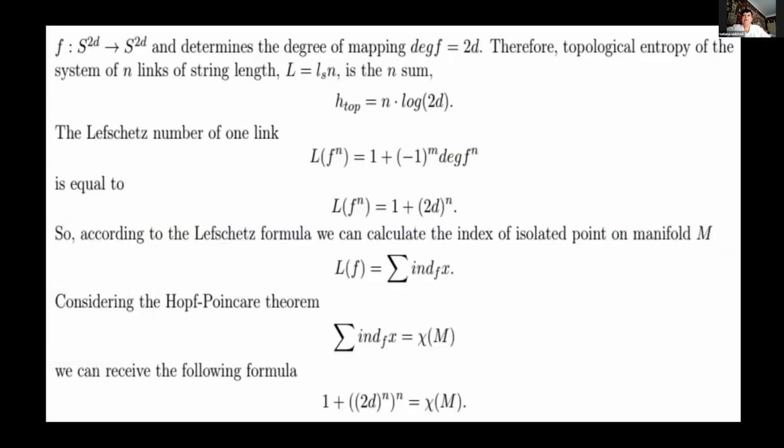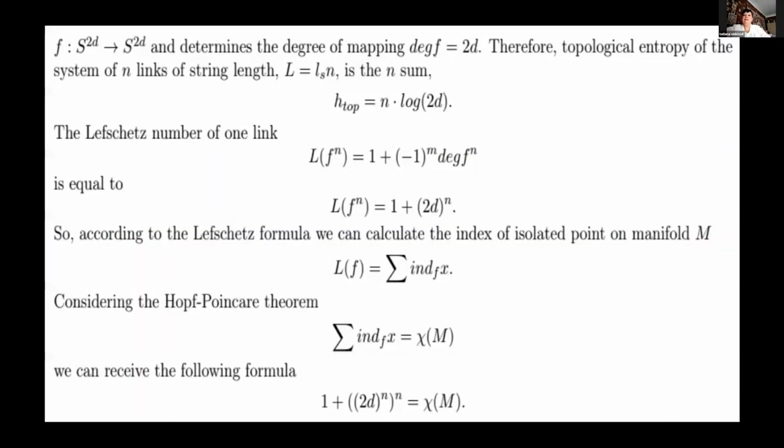Next, we know that if we consider the isomorphism of 2D-dimensional spheres, which are associated with our black holes, then we can determine the degree of the mapping, which is equal to 2D. It is a known fact. We can find it in different books. For example, I found it in the book of Katok.